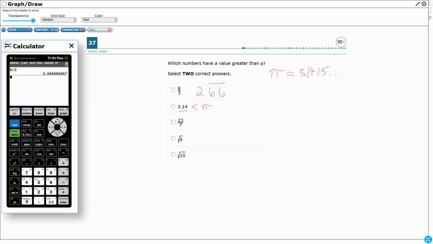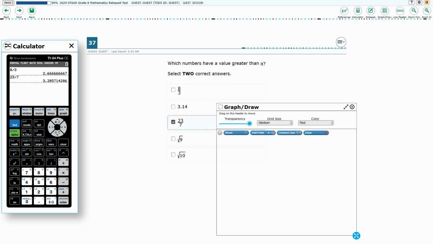Let's keep going. 23 divided by 22 is, yes, that's going to work because pi is also equivalent to about 22 over 7, which is another equivalency for pi. Not exact, but equivalent. So 23 over 22 is definitely going to be larger. That's 3.28. So let's grab that one.